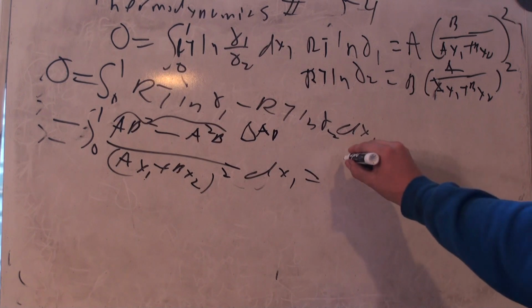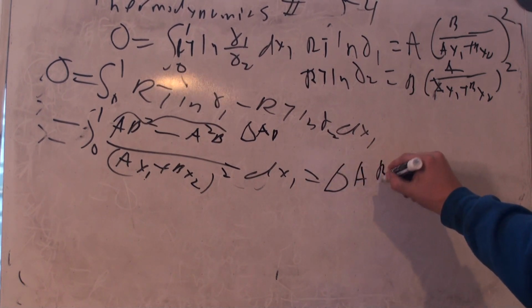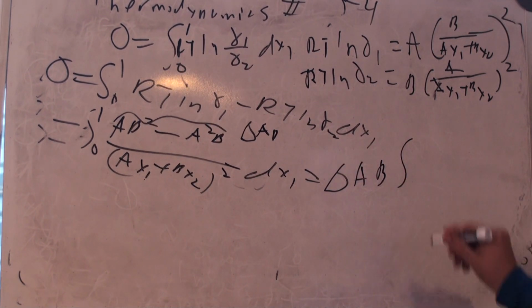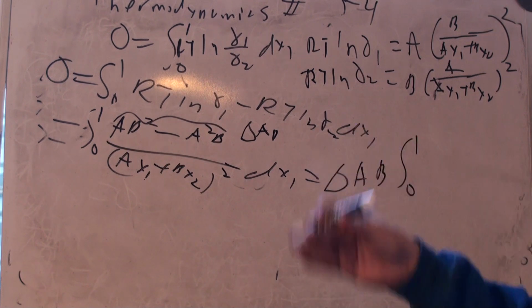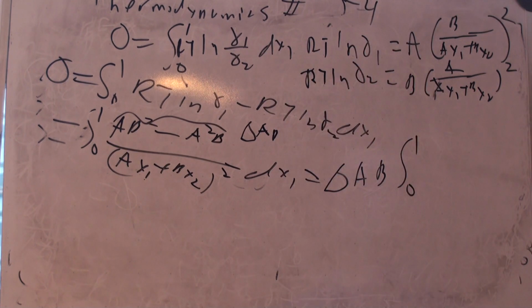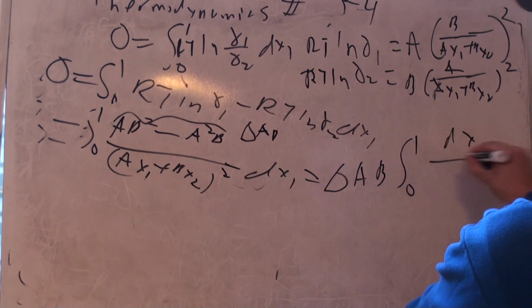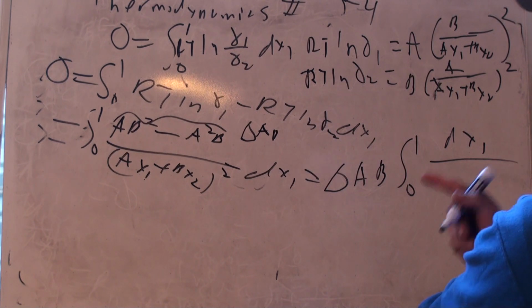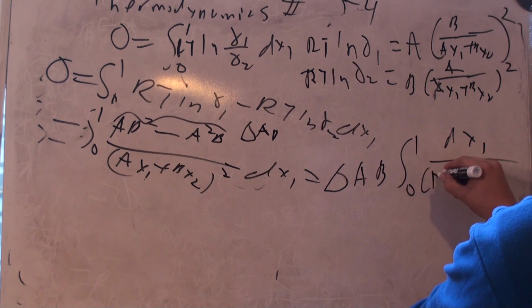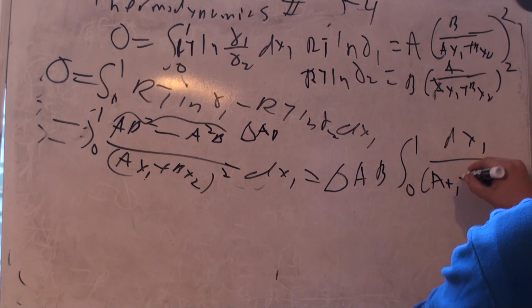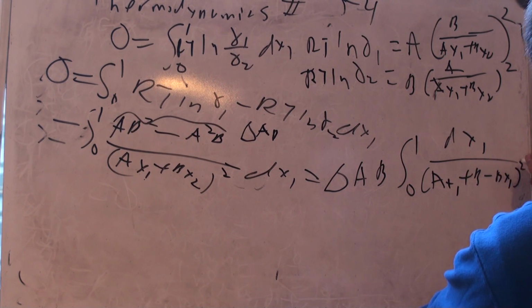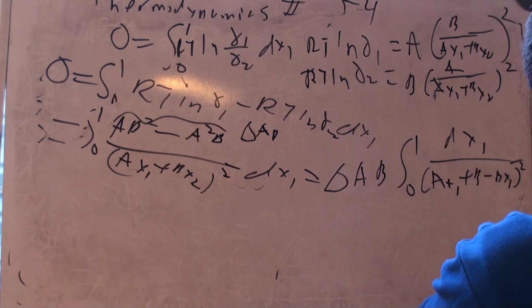So I have delta AB from 0 to 1, and I'm not going to simplify further, just in case. So delta AB is equal to dx1 all over A x1 plus B minus B x1 quantity squared. All right, now we're getting somewhere.